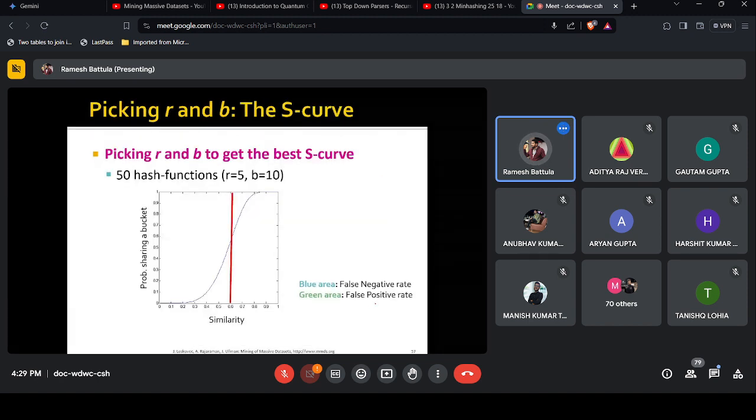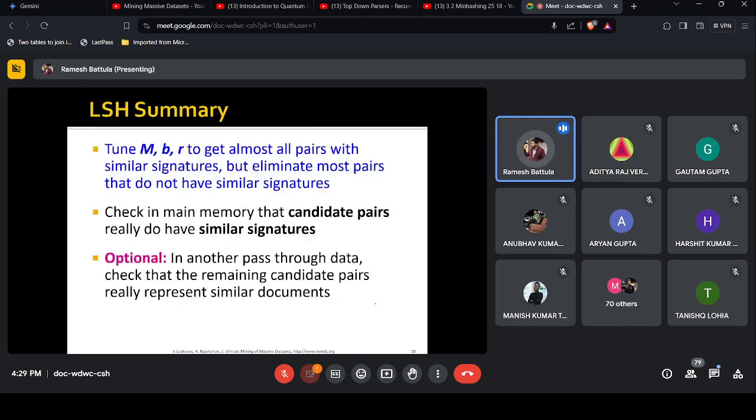Which indicates how false positives and false negatives are going to be created. We need to measure this with the help of this one. The green area is the false positive rate, and the blue area is the false negative rate. So we have to consider these two, and we try to find the locality of locality sensitive hashing. We will perform and analyze the locality sensitive hashing.